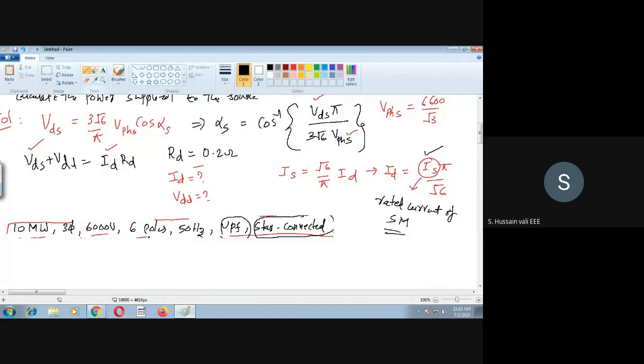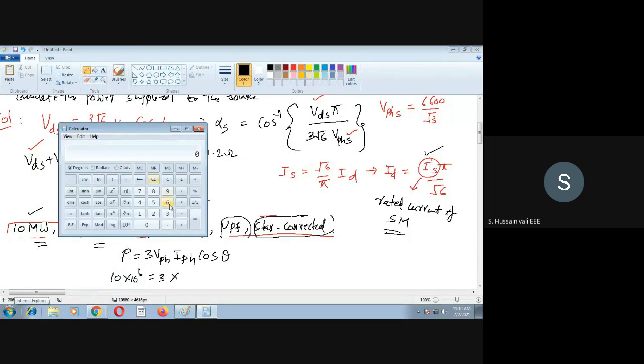Okay. Now you see rated power he has given, rated voltage he has given. And then what else do we require here? So now first of all, power is given, voltage is given, then you can easily find out the current. What is the formula? Power is equal to 3 V phase I phase cos theta is the formula. So power is 10 megawatt. So 10 megawatt is 10 into 10 power 6 is equal to 3 into V phase. How do you find out V phase? See this now.